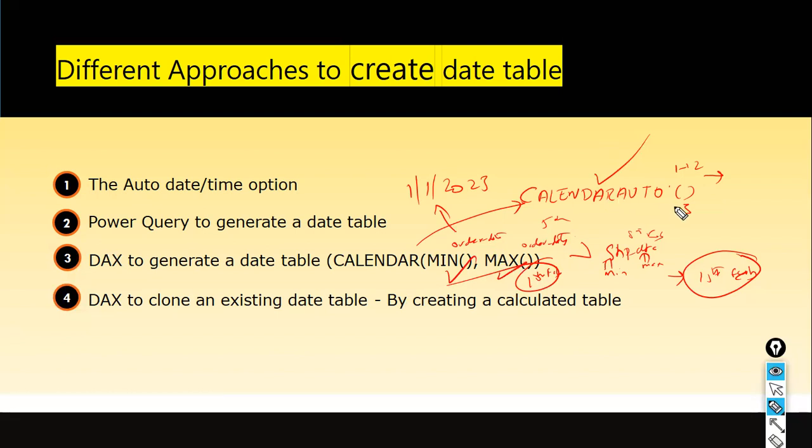In the case of calendar auto, simply you specify the calendar auto function. You don't have to specify an integer value also. In that case, what happens is the calendar auto function goes to your model and checks which date column has the least value in it, and which date column has the maximum date in it.